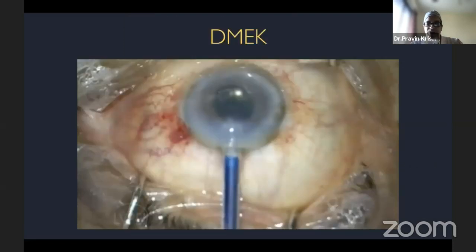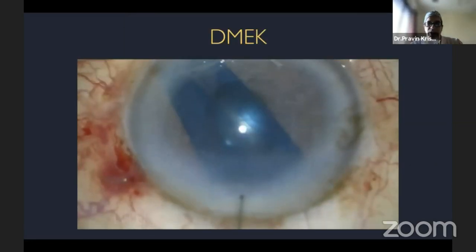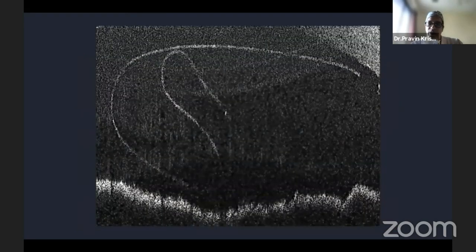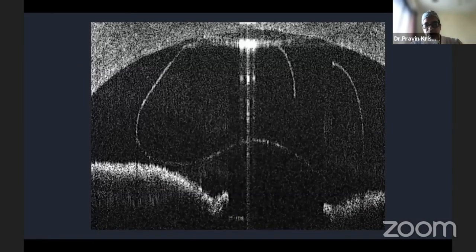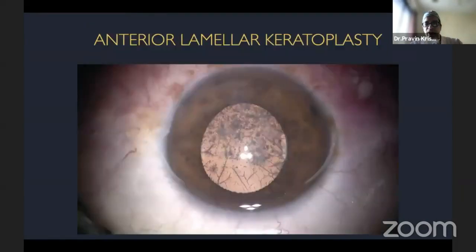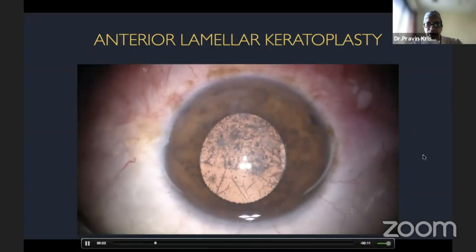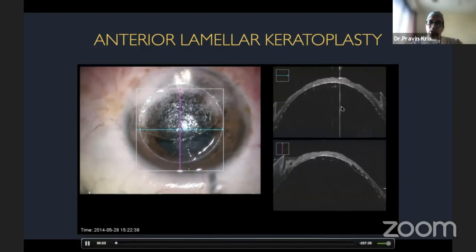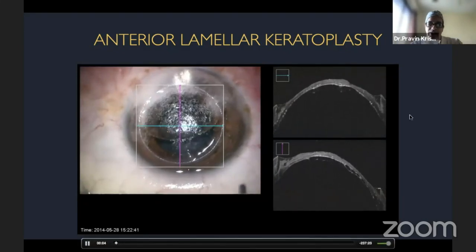In DMEK surgery as well, where you inject your scroll inside the eye, the OCT is very useful in telling you whether the scroll is positioned in reverse or in the correct orientation. And in anterior lamellar surgeries, like for this patient who has lattice dystrophy, the OCT also tends to be useful because you know what depth you're at when you're doing an anterior lamellar dissection.